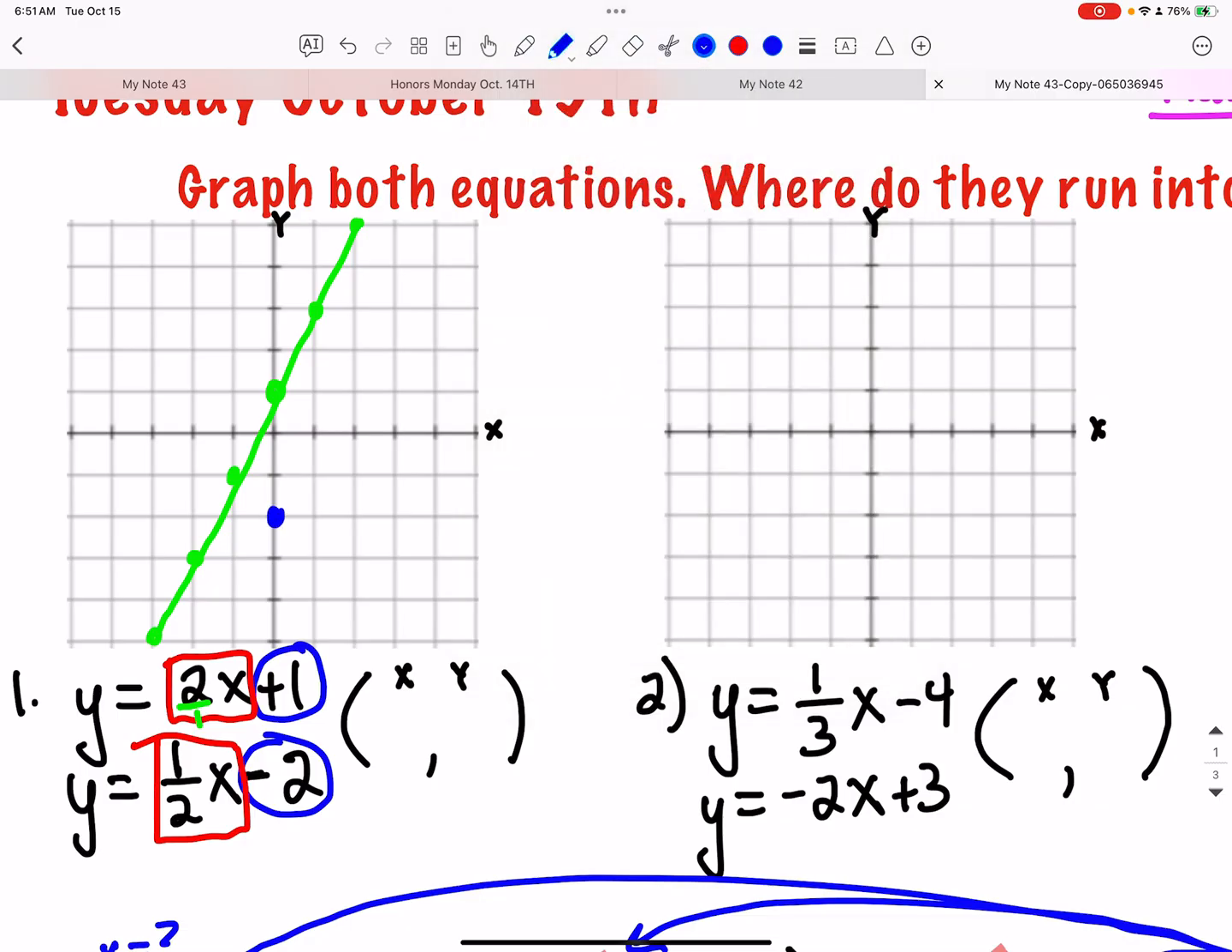He starts at -2, okay? And he goes up $1 every 2 days. Up $1, but it takes him 2 days. Up $1, but it takes him 2 days. So that's his line right here. So they hit right there. And what is that? That's -1, -2.